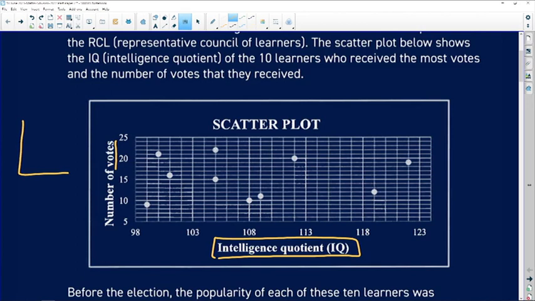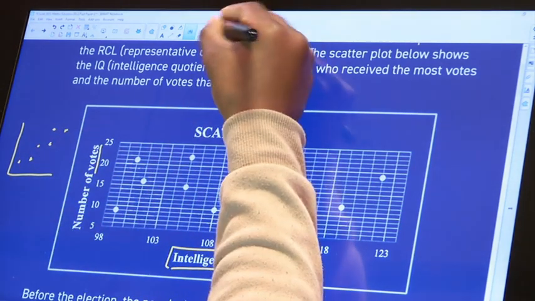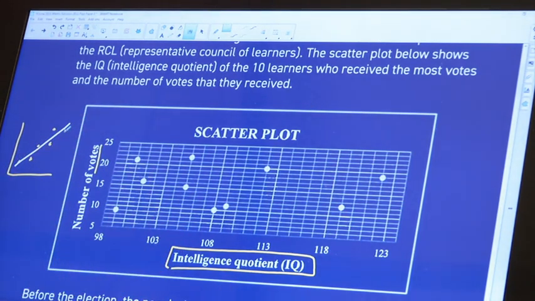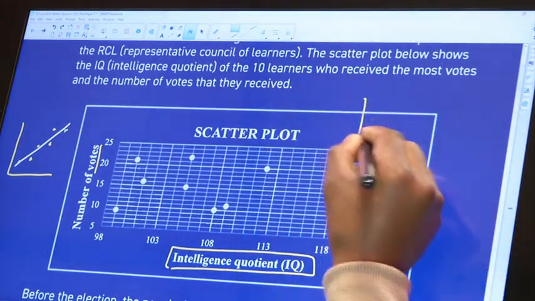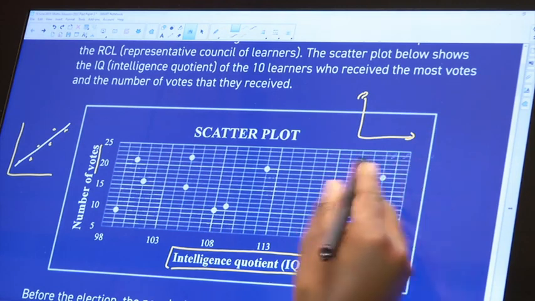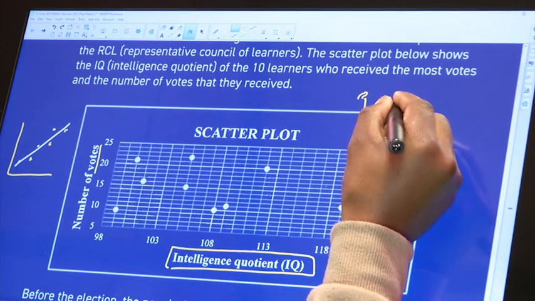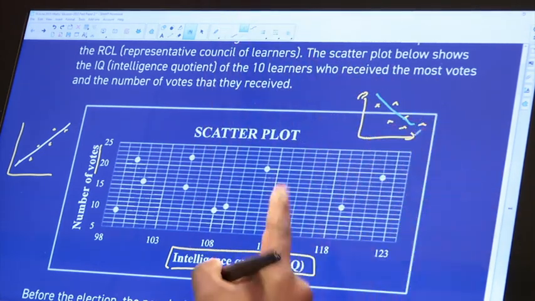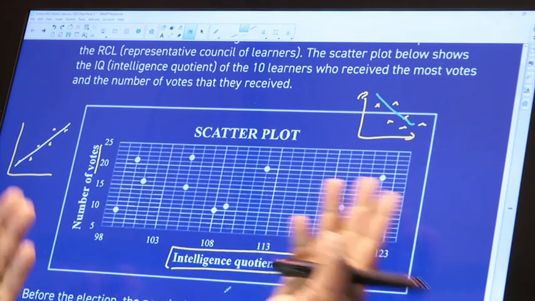For example, as the intelligence grows, if I saw the dots increasing like this, if the scatter plot was looking something like this, I would say there is a very good reason why we could think that as the IQ increases, the number of votes would increase. Or maybe it could have been the other way around. Like, for example, I've got IQ on the x-axis and I've got the votes on the y-axis. Maybe I get my dots being scattered like that. That would suggest that as your intelligence increases, you're getting fewer votes, which I don't know why it would happen, but I can't see any pattern here.